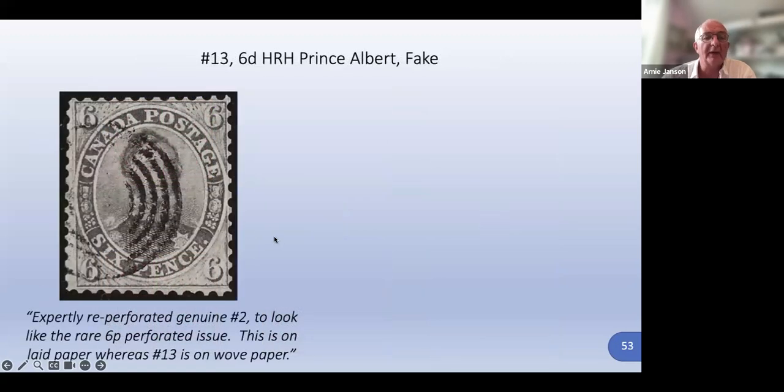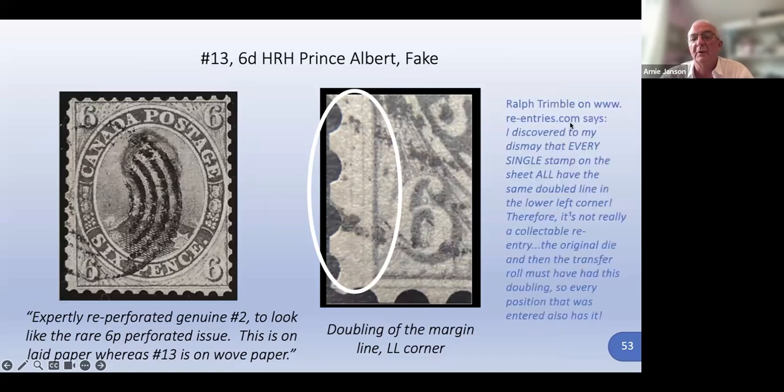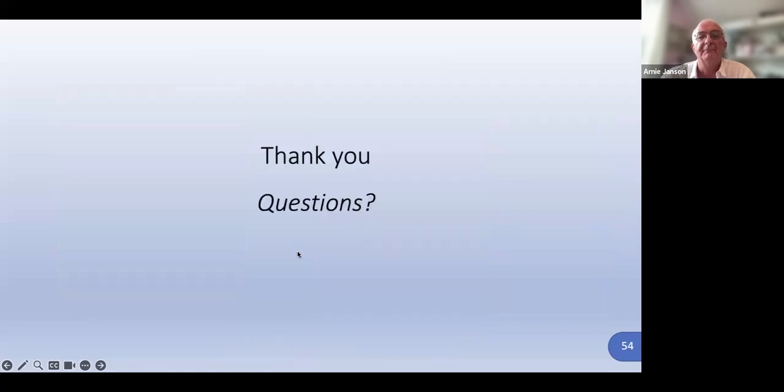And finally, we have the expertly reperforated genuine number 2 made to look like the rare 6-penny perforated version. This one's on laid paper, whereas number 13 is on wove. Interesting, there's a doubling here in the lower left corner. Ralph Trimble on his website basically says this doubling is on every stamp. It's not a feature, it's not a variety, because it's on every stamp on the pane. So it was on the original die, and then the transfer roll must have had this doubling, so every position that was entered also has it. And that's it.